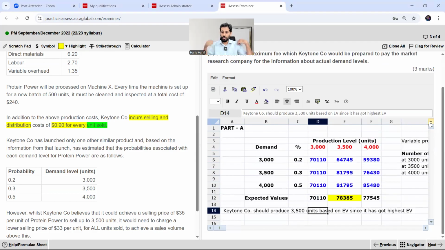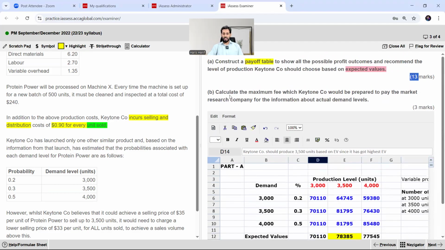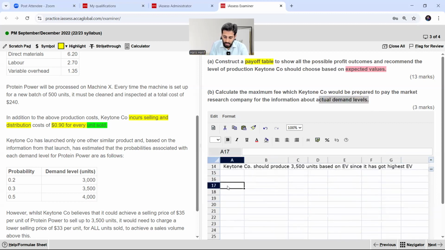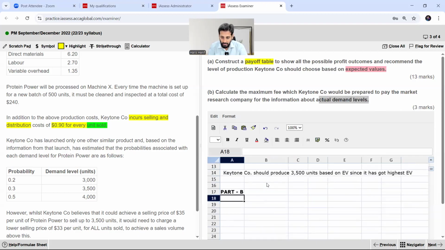Okay, students. So for part A, now we got complete 13 marks. Congratulations. Now part B, calculate the maximum fee which Ketone company would be prepared to pay the market research company for the information about actual demand level. Now this is basically the value of perfect information. I shall be writing this. This is the value of perfect information.